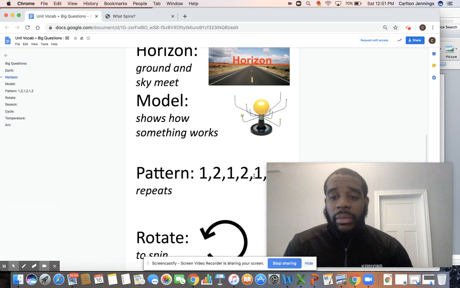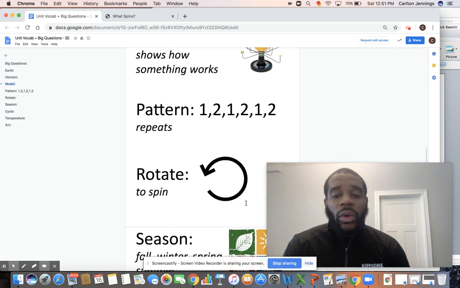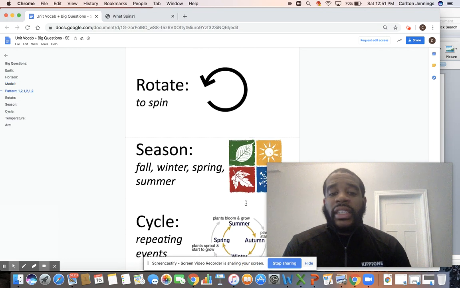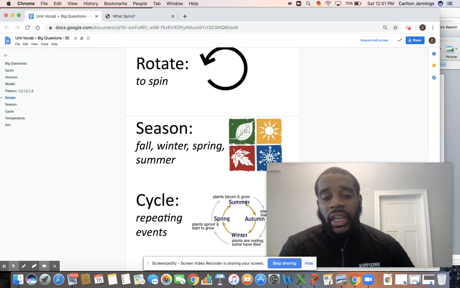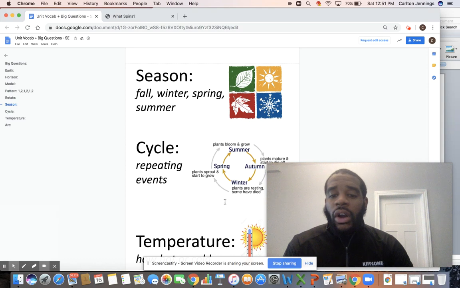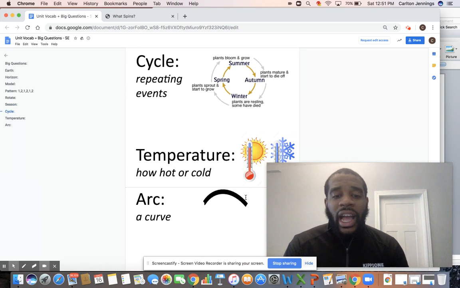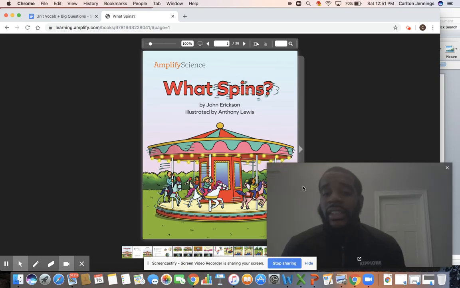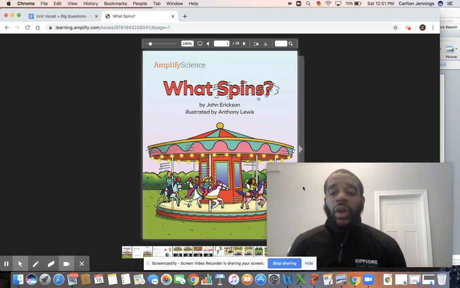Model shows how something works. Pattern, something that repeats. Rotate means to spin. Season, fall, winter, spring, and summer. Cycle, repeating events. Temperature, how hot or cold. Arc is a curve.